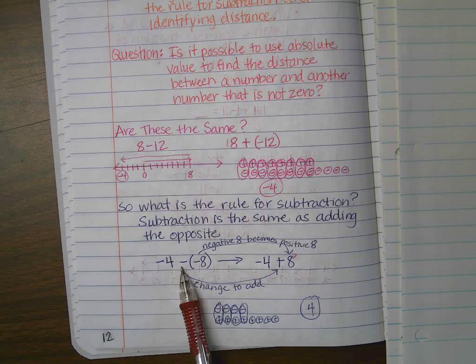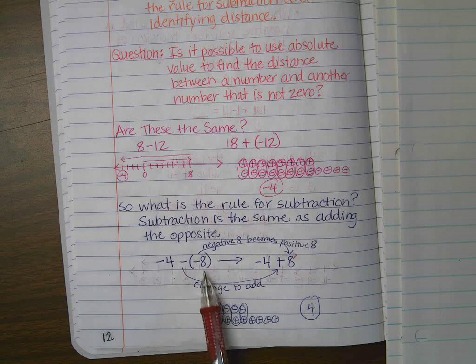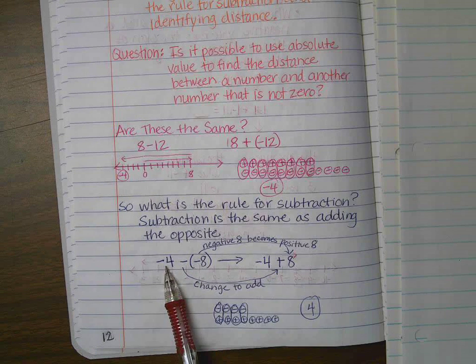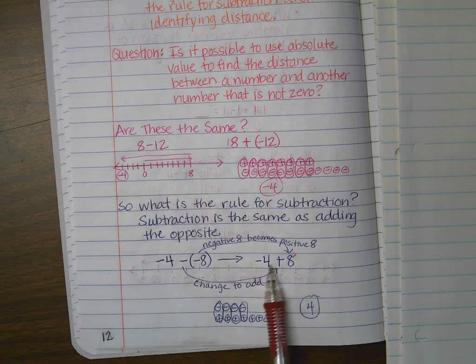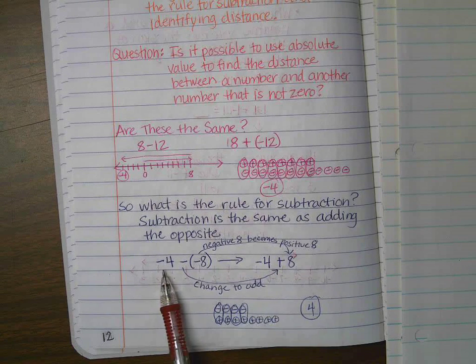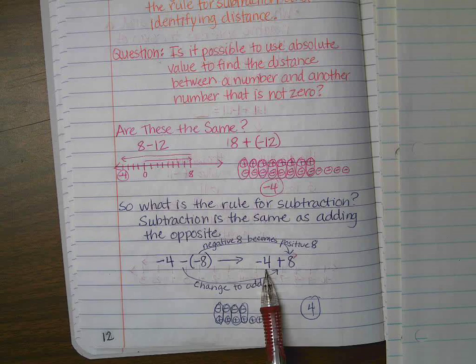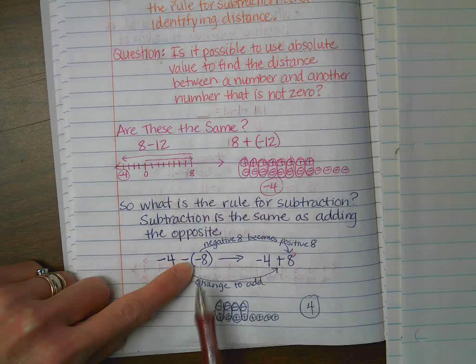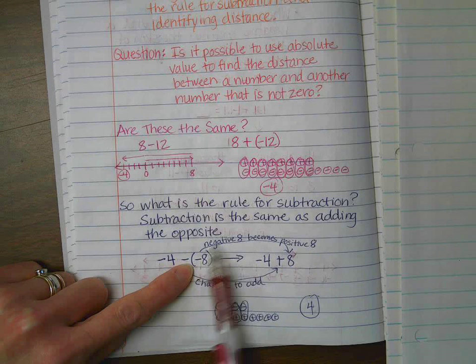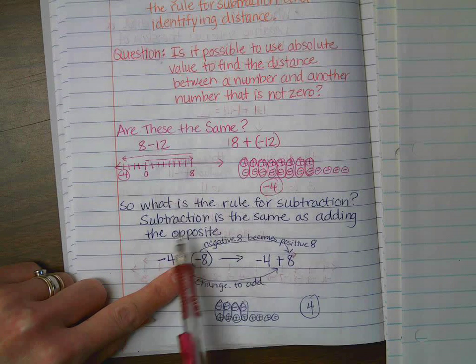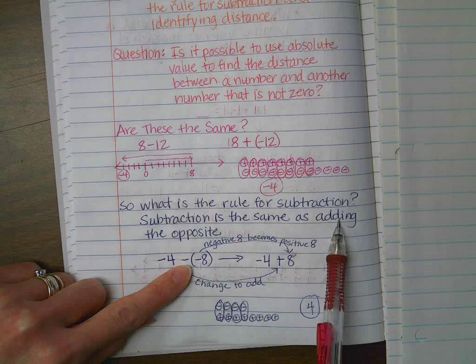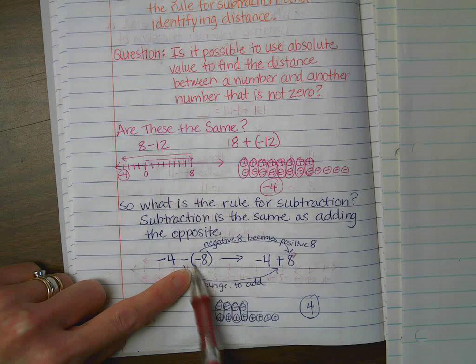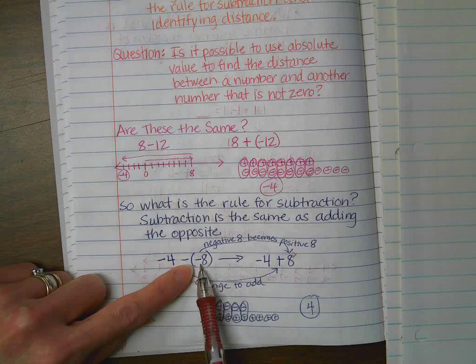What if we had -4 minus, or subtract, a -8? Okay, so what we're saying is the first number remains the same, unchanged, always the same. So -4 stays a -4. And then we change the subtraction to adding. And then we change the -8 to a +8, because up here it says subtraction is the same as adding the opposite. This is the number that becomes the opposite.